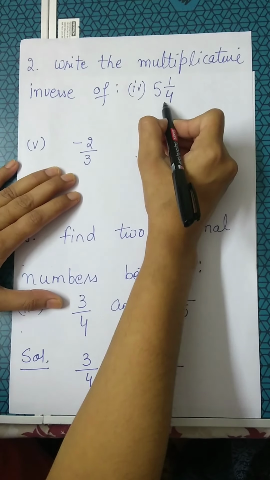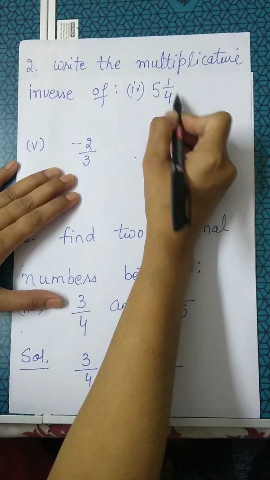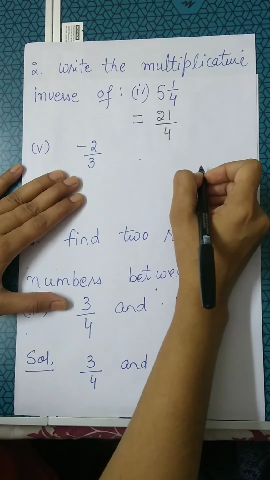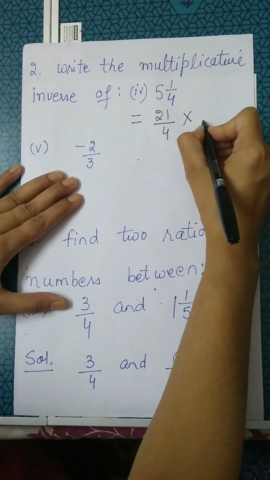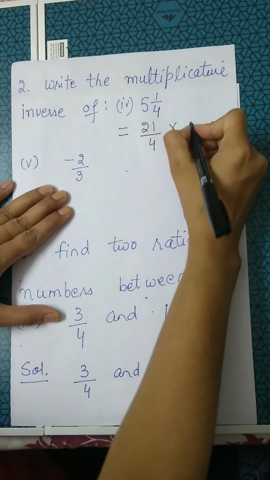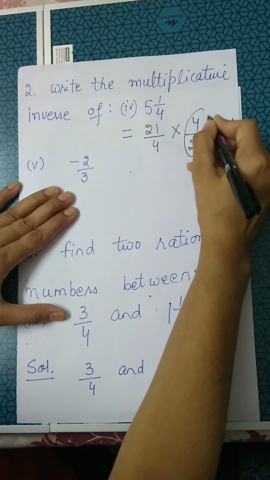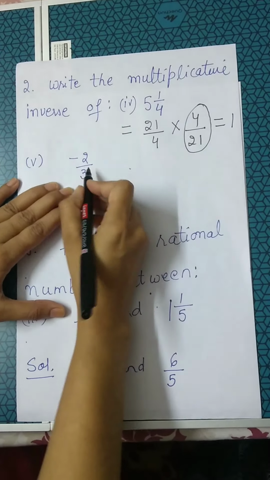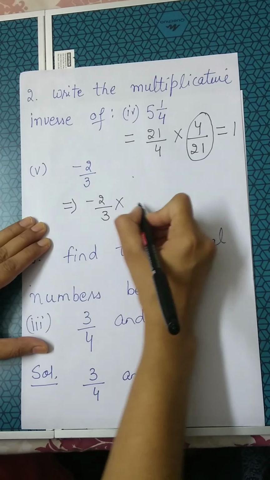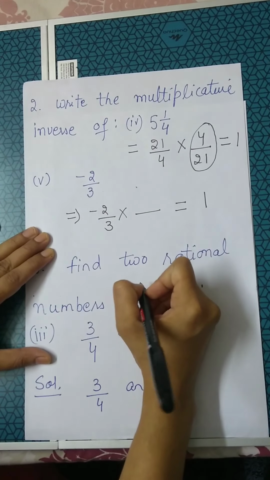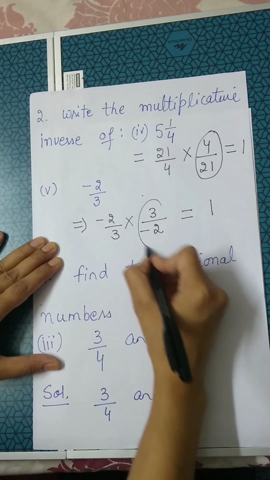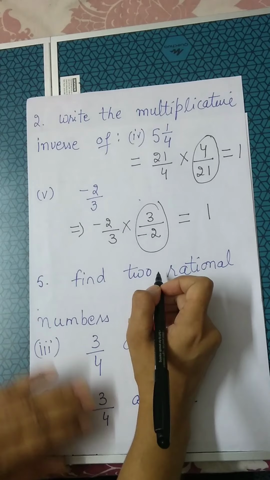Write the multiplicative inverse of 5 1 by 4. First of all, I'll convert it into a fraction. This is 21 upon 4. Multiplicative inverse means I should find a number which when multiplied by 21 by 4 gives 1. Of course, it is 4 upon 21. So 4 upon 21 is the multiplicative inverse. Next, minus 2 by 3. I need to find the number which when multiplied by this gives 1. That will be 3 by minus 2, or you can write minus 3 by 2. This will be cancelled and this is the inverse here.